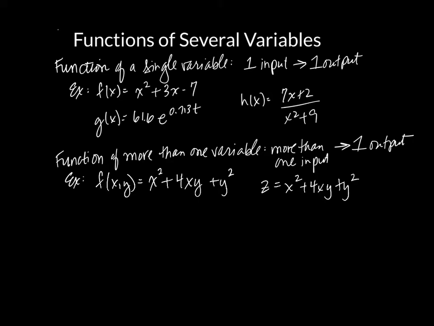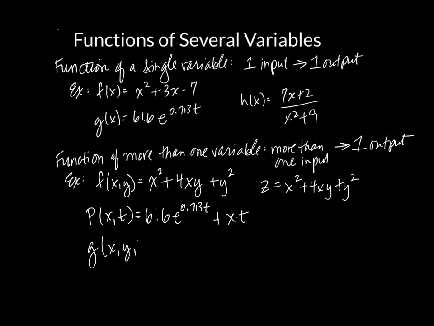Another example might be if our population or profit or something like that depends on two variables, both an x variable and a time variable. You might see something like 61.6 e to the 0.713t plus x times t. That's just a function of two variables. You could have functions of three variables, or 4, or 5.